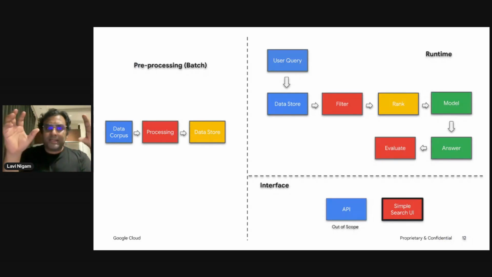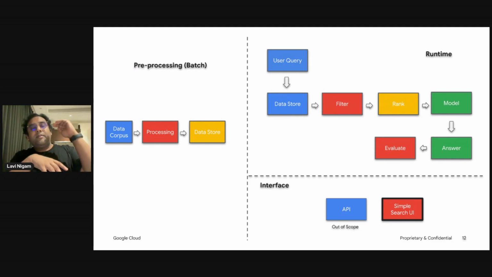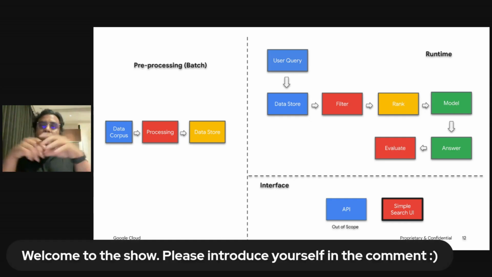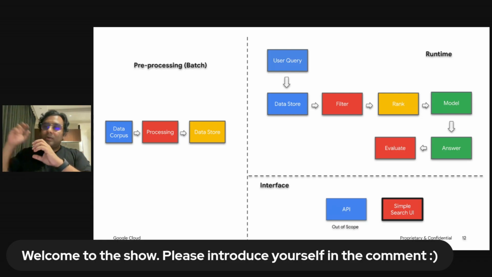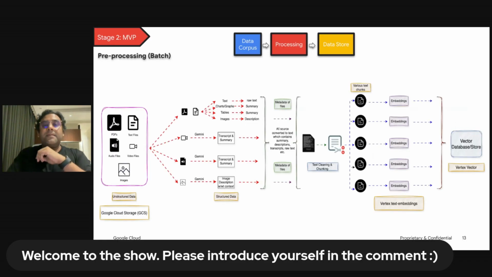So again, we do something very similar. On the left side, we do the batch process. So we take the data corpus, we process it, and we store it in a simple pandas data frame for simplicity. On the runtime, we have not built the interface, so we'll skip the interface. But on the runtime, you again get the query, you take that query to the data store, you filter the data, you rank the data, and then you use the LLM, get the answer, and you evaluate.